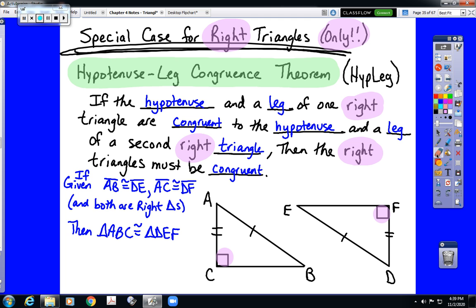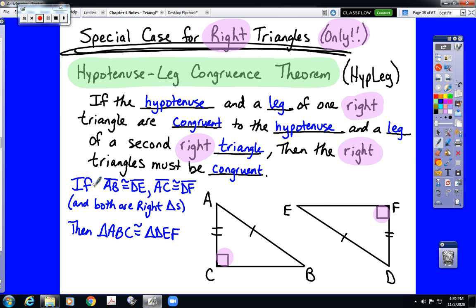Because if we have 2 of the 3 sides in a right triangle, using the Pythagorean theorem, we actually have all 3 sides. So this theorem is sort of a special case of the side-side-side congruence postulate combined with the Pythagorean theorem.